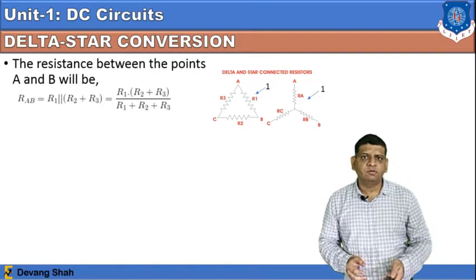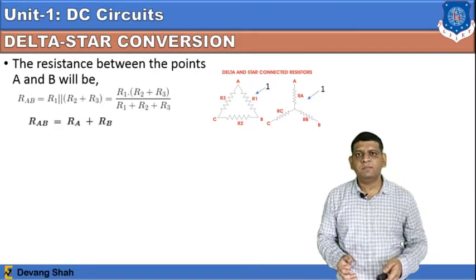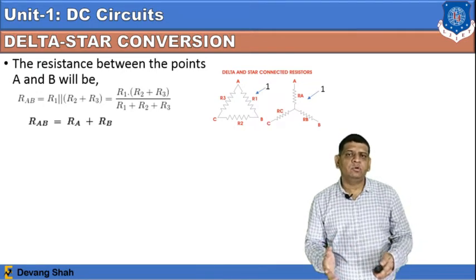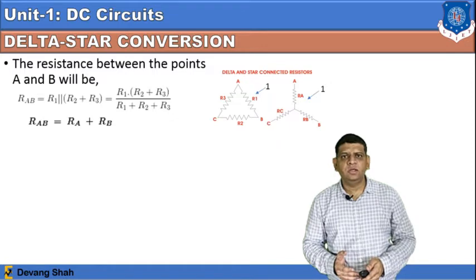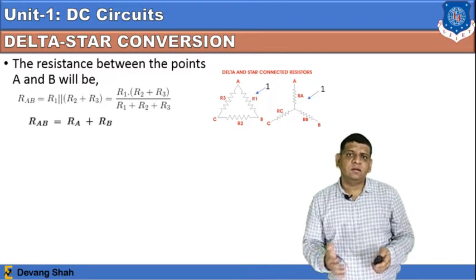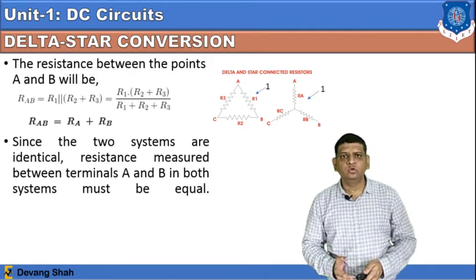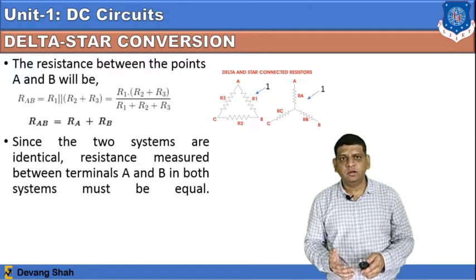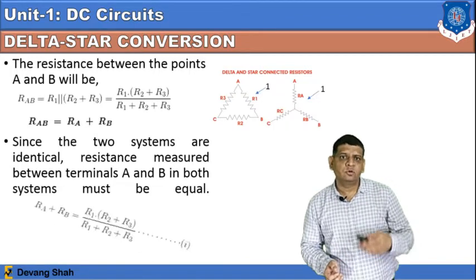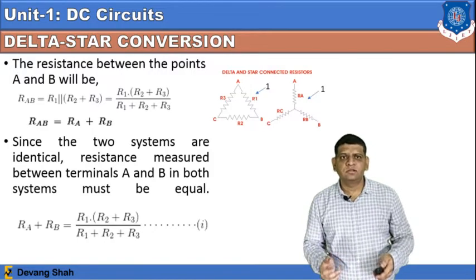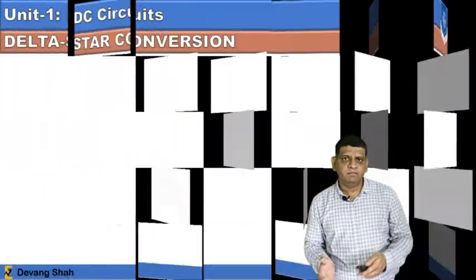Now to solve this network, from the star side I can consider RAB equal to RA plus RB. Once I solve this, the equation would be RA plus RB is equal to R1 into (R2 plus R3) divided by R1 plus R2 plus R3, because of this parallel and series combination. Now I can use the same formula for the rest of the points, between terminals B and C and between terminals C and A.